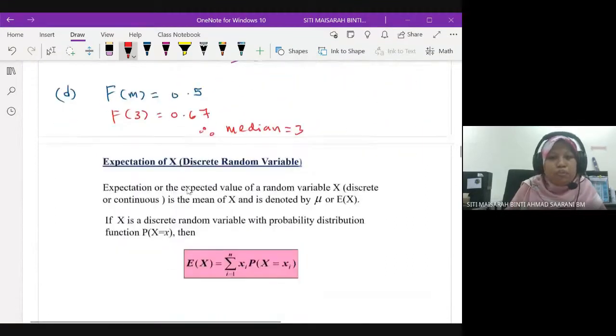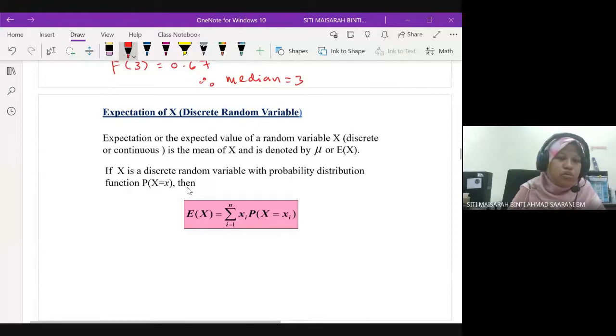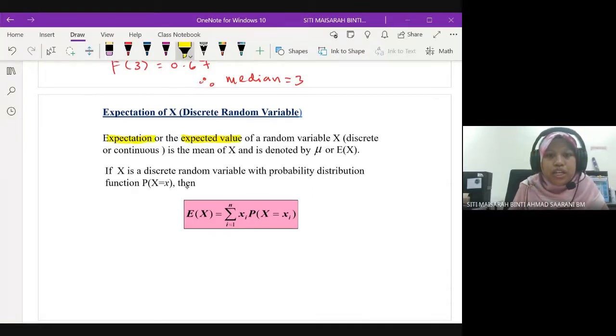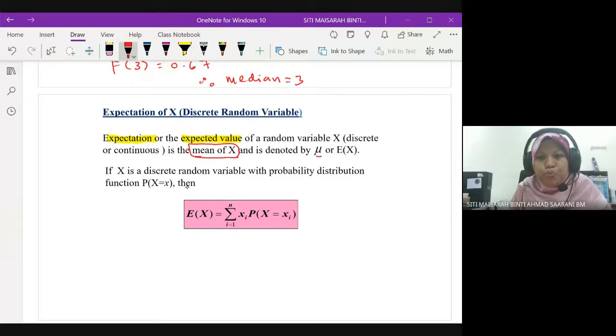Okay. Then kita move kepada expectation of X. Discrete. Ini untuk discrete random variable. Okay. How to find expectation? What is expectation? Actually, expectation or kadang-kadang kita guna words expected value. Okay. Sama ada kita sebut dia expectation of X or expected value of X. Okay. Is actually, ini adalah mean of X. Denoted by mu or EX. Okay. So, kalau dia sebut mean tu adalah EX. EX ni for expectation or expected value of X. Nama dia ada dua lah.